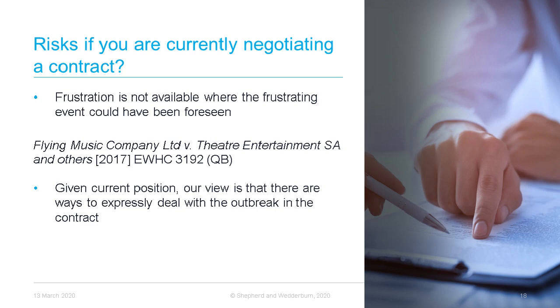Just a quick aside to look at contracts that are currently under negotiation. The courts have held that frustration isn't available, as Ali says, where the frustrating event could have been foreseen by the parties. Given the projected impact of the virus and the projections from the World Health Organization, it seems to me that we're now at a stage where a serious impact is likely to be foreseeable. To give you one example, in the case of Fly Music Company and Theatre Entertainment, a theatre company promoter based in Greece argued that its contract with a live entertainment promoter to put on performances of the West End show Thriller Live during June 2010 had been frustrated due to civil unrest.